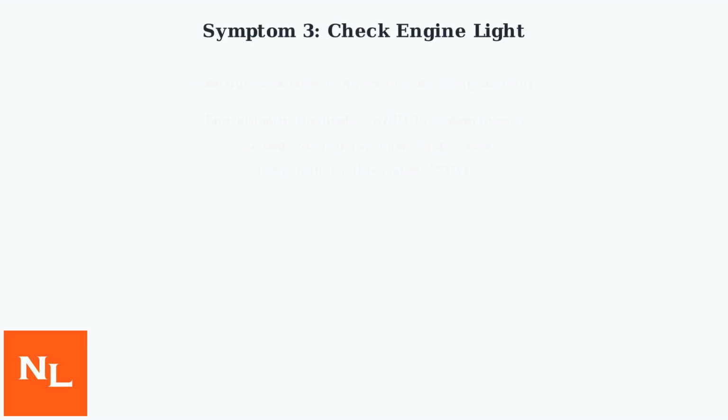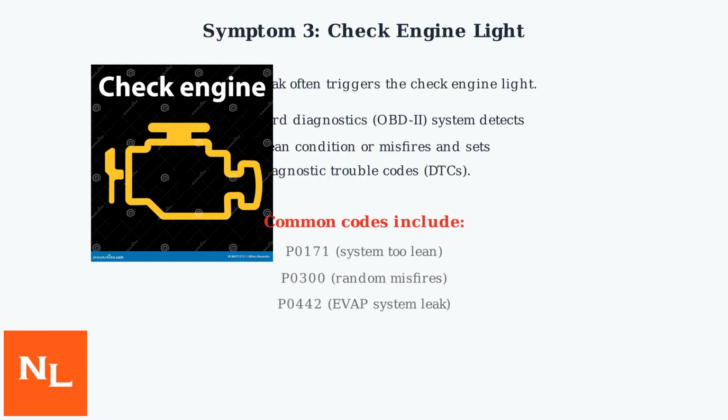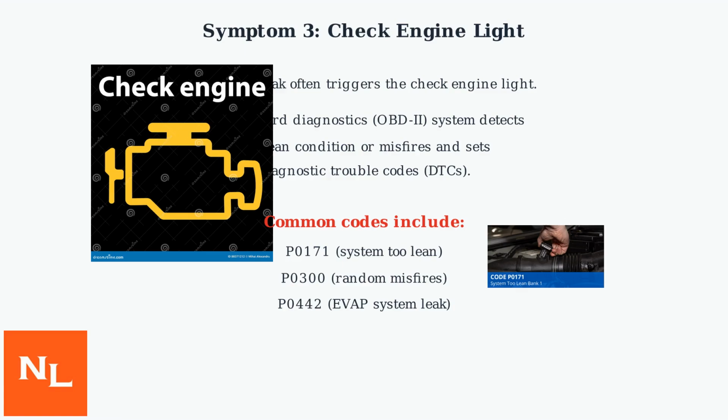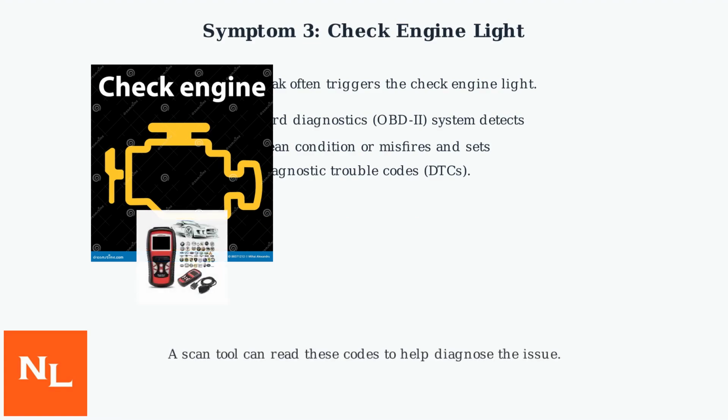A vacuum leak often triggers the check engine light. The onboard diagnostics, or OBD2 system, detects the lean condition or misfires and sets diagnostic trouble codes, also known as DTCs. Common codes include P0171 for System 2 lean, P0300 for random misfires, and P0442 for evap system leak. A scan tool can read these codes to help diagnose the issue.